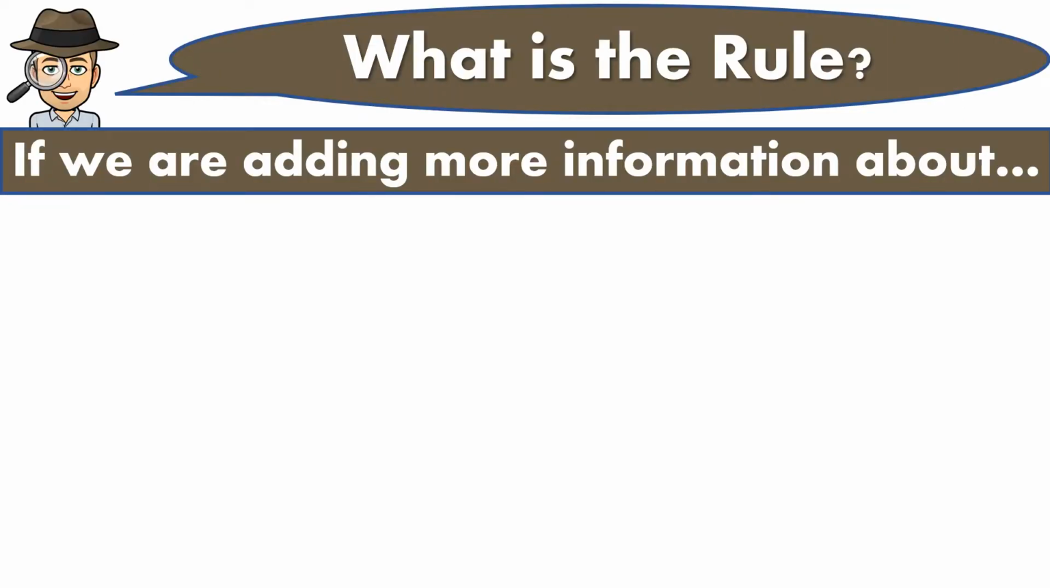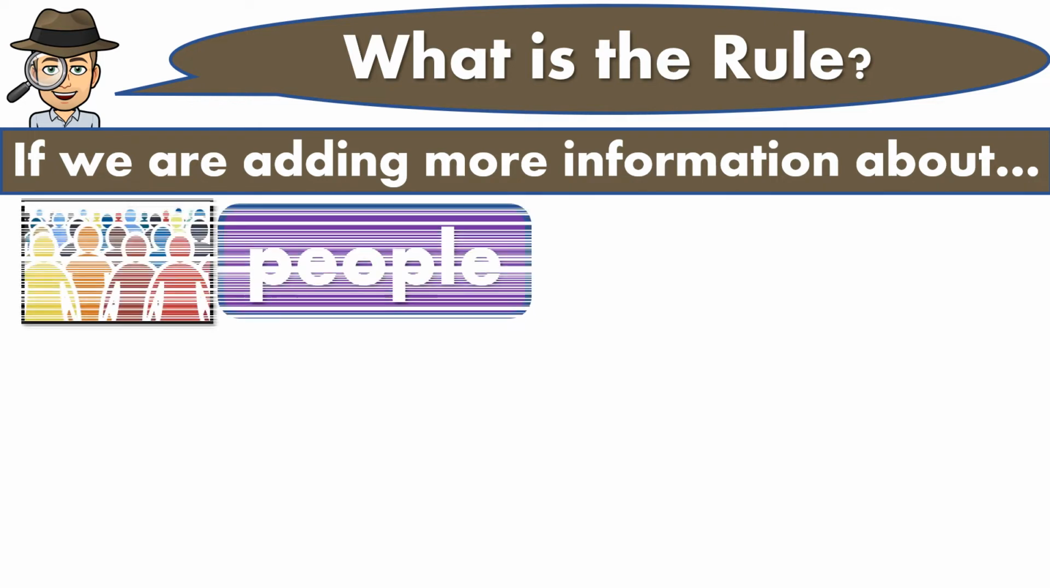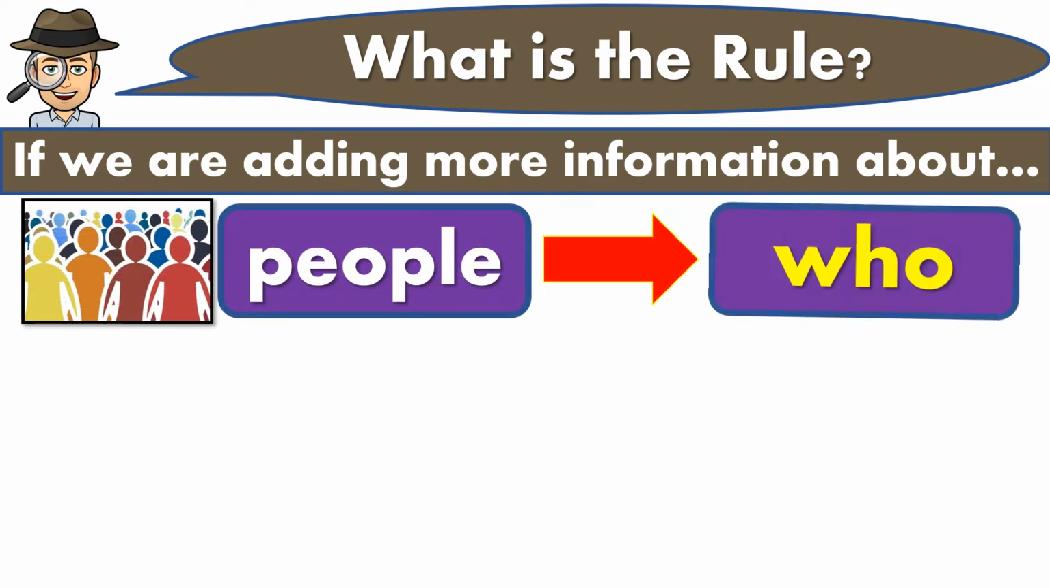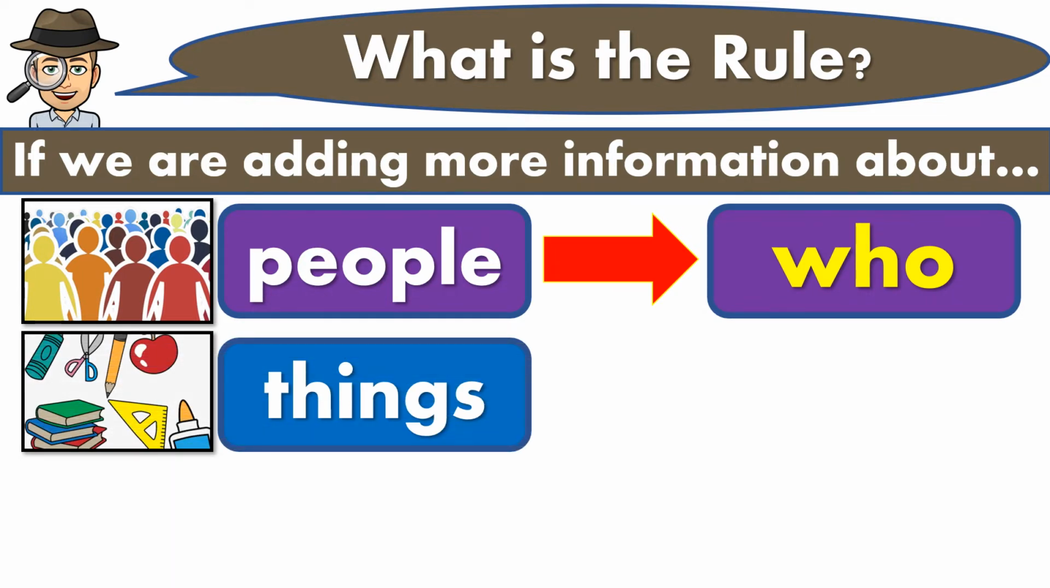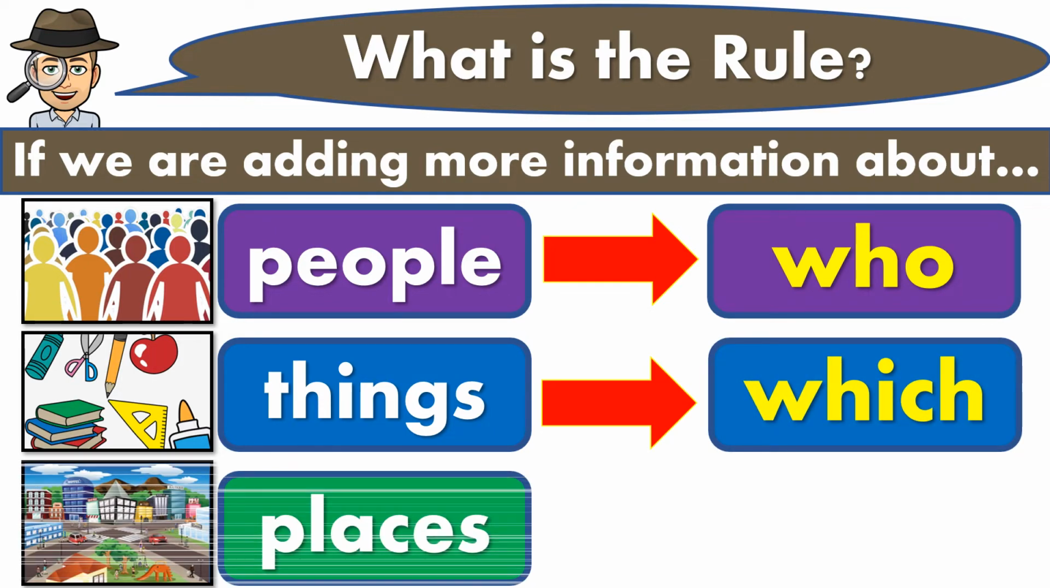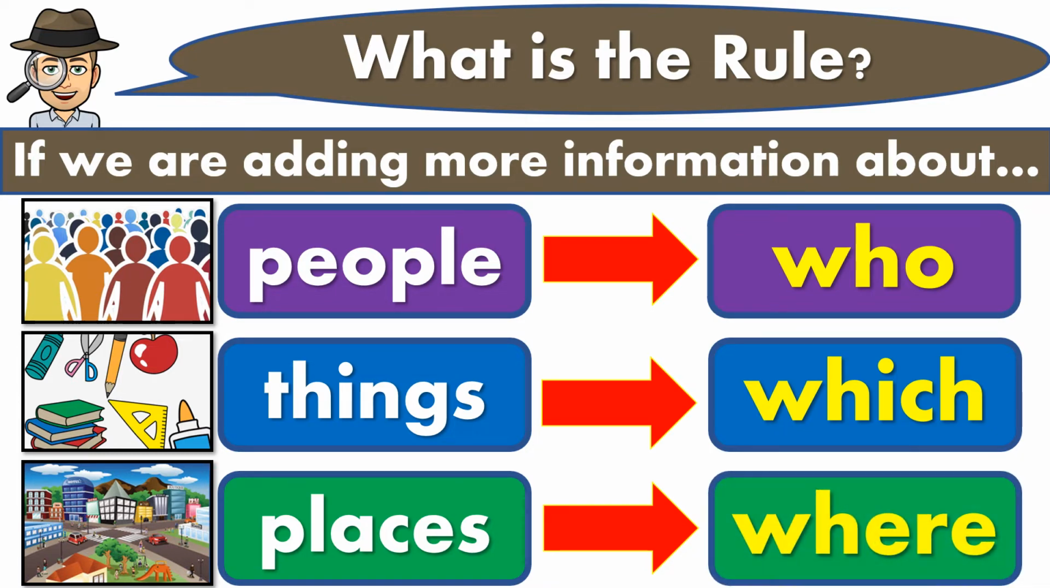Now let's get into the grammar, relative clauses. So we use relative clauses if we are adding more information about people. And if we're adding more information about people, we need to start the relative clause with who. If we're adding more information about things, we'll start the relative clause with which. And if we're talking about a place, we will start the relative clause with where.